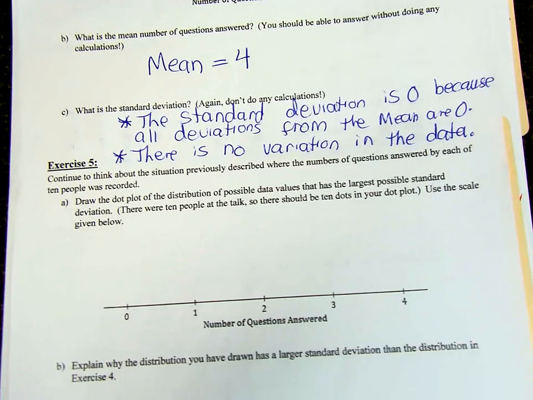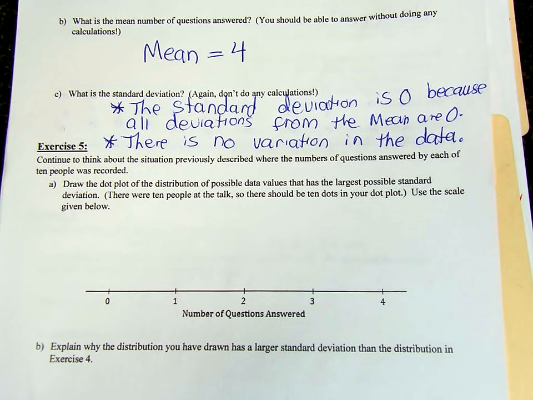So exercise 5 kind of goes along with exercise 4. It says, continue to think about the situation previously described where the numbers of questions answered by each of the 10 people were recorded. They want us to draw a dot plot for the distribution of possible data values that has the largest possible standard deviation. There were 10 people, so there would have to be 10 dots in your dot plot. And we want to use this scale.